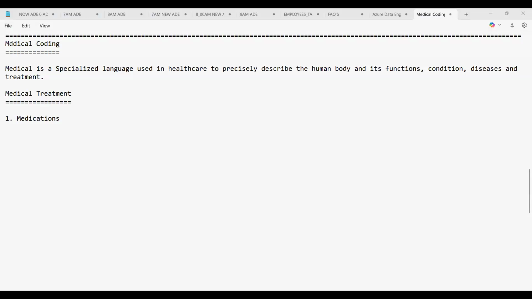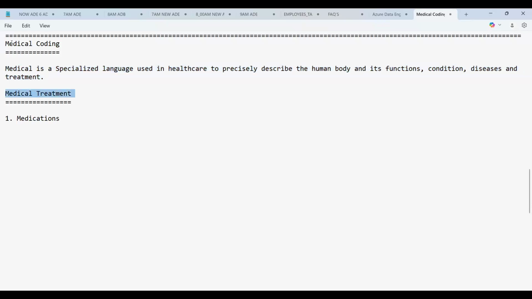Okay, so as we know, guys, we were looking into medical coding. Instead of seeing this individually, I've split this word into medical and coding separately. So what do you mean by medical? Medical is nothing but a specialized language used in healthcare to precisely describe the human body and its function, condition, diseases, and the treatment.